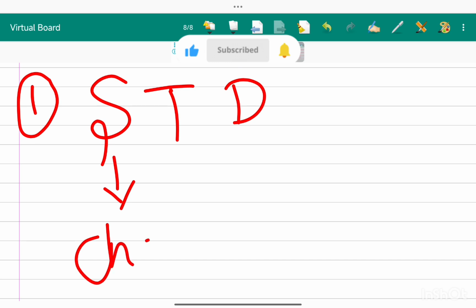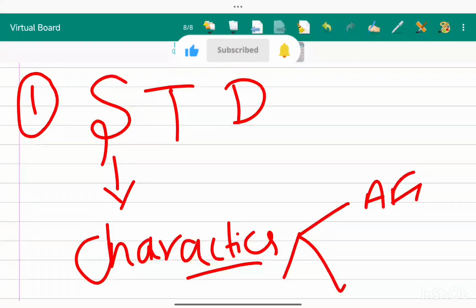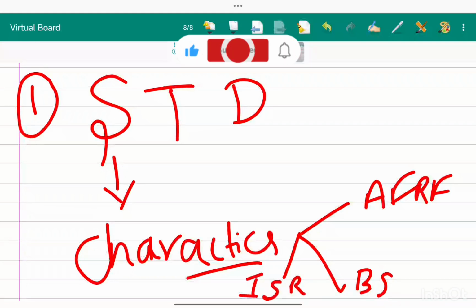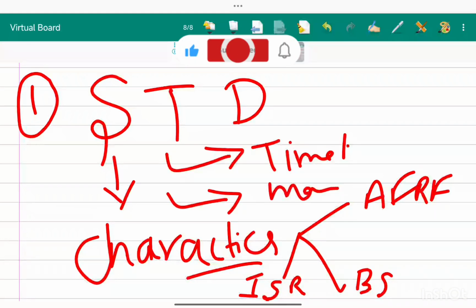For scope, characteristics. Under characteristics, 3-4 points we will write. That is applicable financial reporting framework, business segments, and then industry specific requirements required by industry regulators. All these are characteristics. Under timing, we have the entity's timetable for reporting, and then communication with the management and communication with the engagement team members. These are the 3 points to write under the second point.